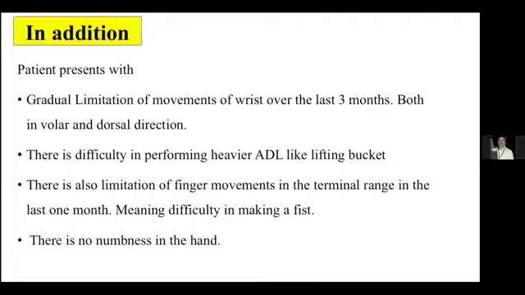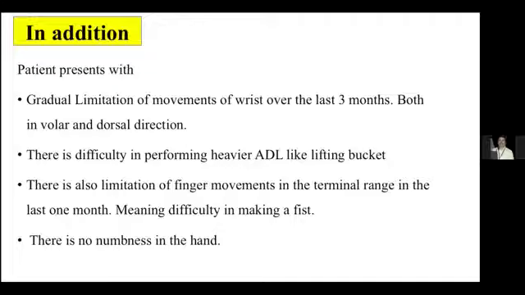In addition, the patient presents with gradual limitation of movement of the wrist over the last 3 months, both in the volar and the dorsal direction. There is difficulty in performing heavier activities of daily living, like lifting a bucket. There is also limitation of finger movements in the terminal range in the last 1 month, meaning there's some amount of difficulty in making a fist. And there is no numbness in the hand.